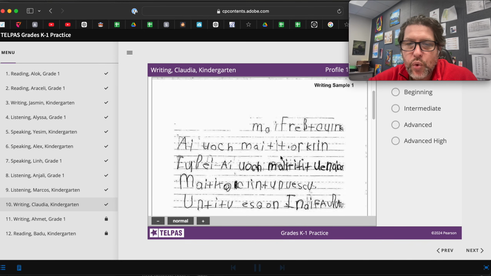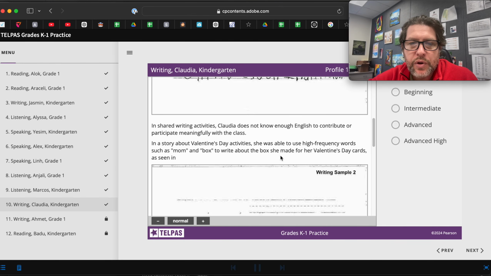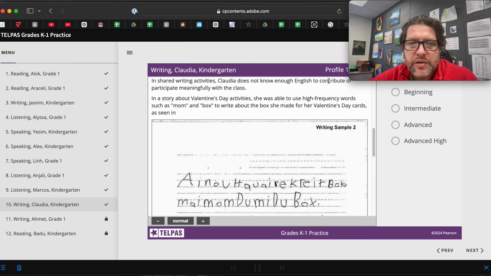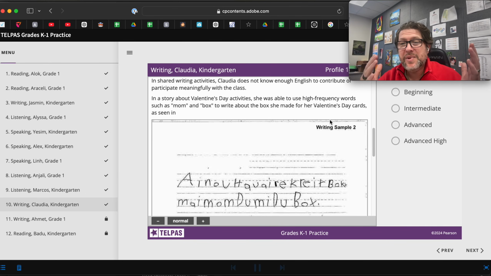Do you even see any words? Okay, no. Okay, we got letter strings right here. So the key word, she does not know enough English to contribute or participate meaningfully with the class. All right, remember, intermediate is basic. You can communicate with some very basic, simple language. But if you're not able to do the basic, simple language, you don't have enough English to contribute meaningfully.